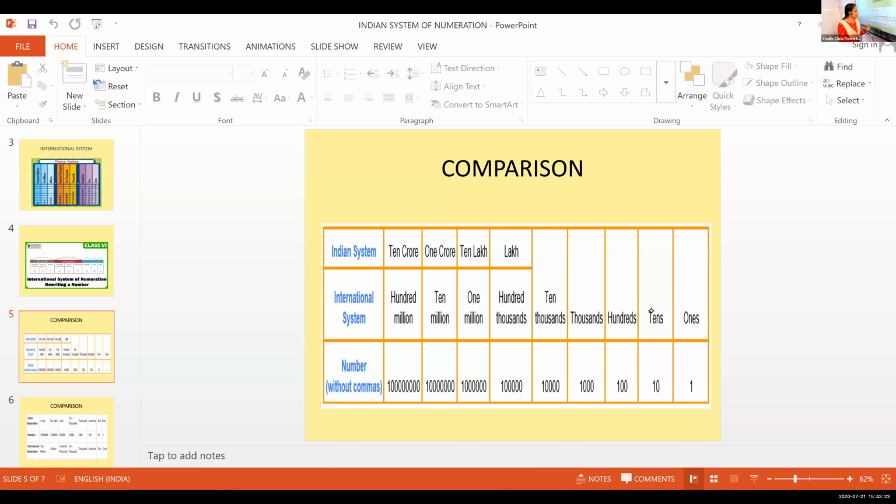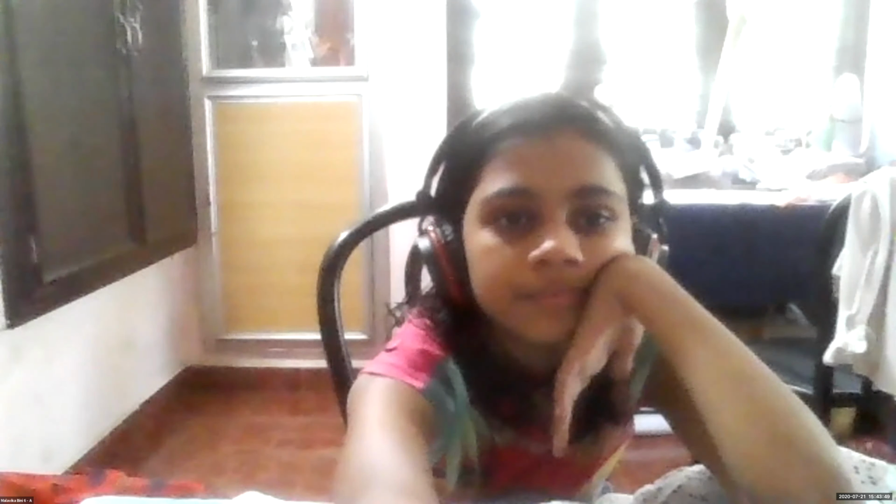So it is very important. Our 10 lakh in the international system is 1 million. 1 million equal to 10 lakh. It is very important. Okay, so study well. 1 million equal to 10 lakh. Listen, children. How will you find it if the question comes like this? 1 million equal to dash in Indian system.